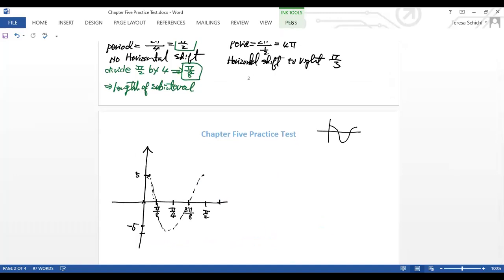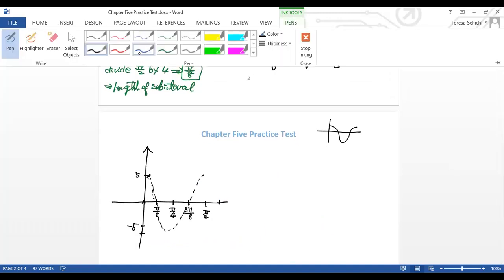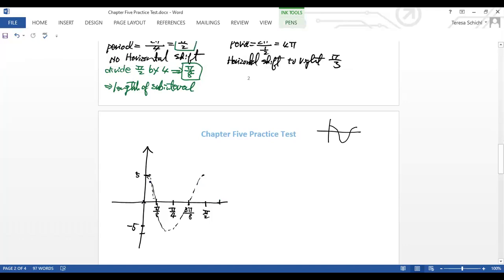So what is my final graph going to look like? My final graph is going to flip to here, so going like this. Okay, so this will be the negative 5 cosine 4x. As you can see, it completes a whole cycle, and it's pi over 2. So that's why the period is pi over 2.